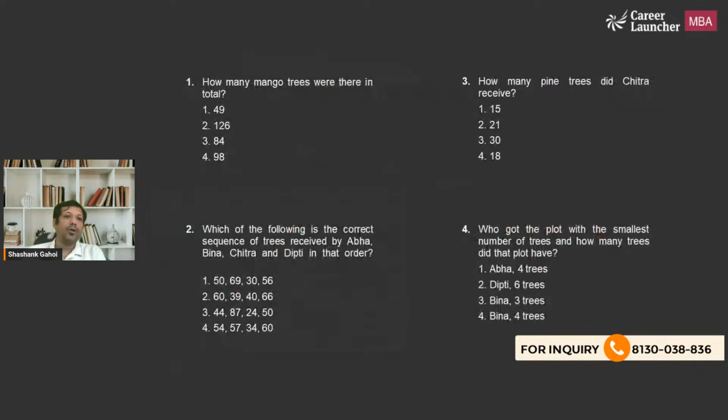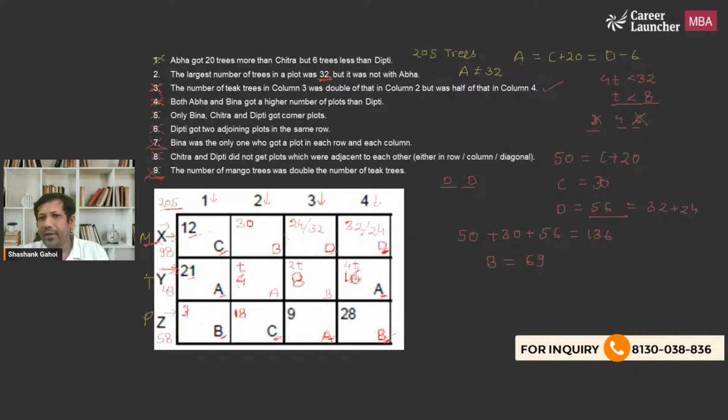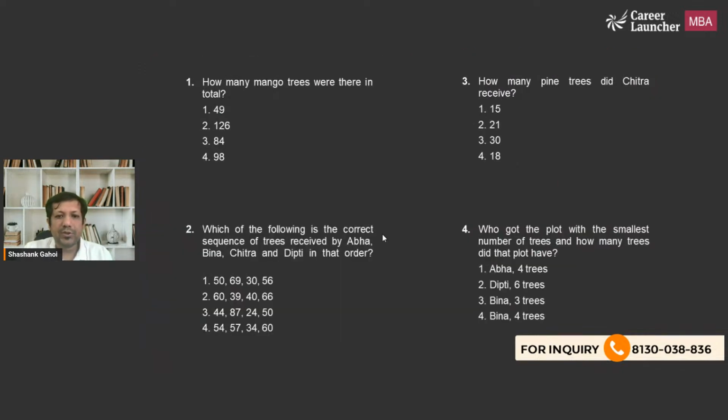Now, how many mango trees were there in total? That is going to be 98. We have already figured that out long back. So the answer of this question is going to be option 4. That is 98. Now, what is the second statement? Which of the following is the correct sequence of trees received by A, B, C, and D? So A got 50, B got 69, and that is there only in one option, that is option 1.